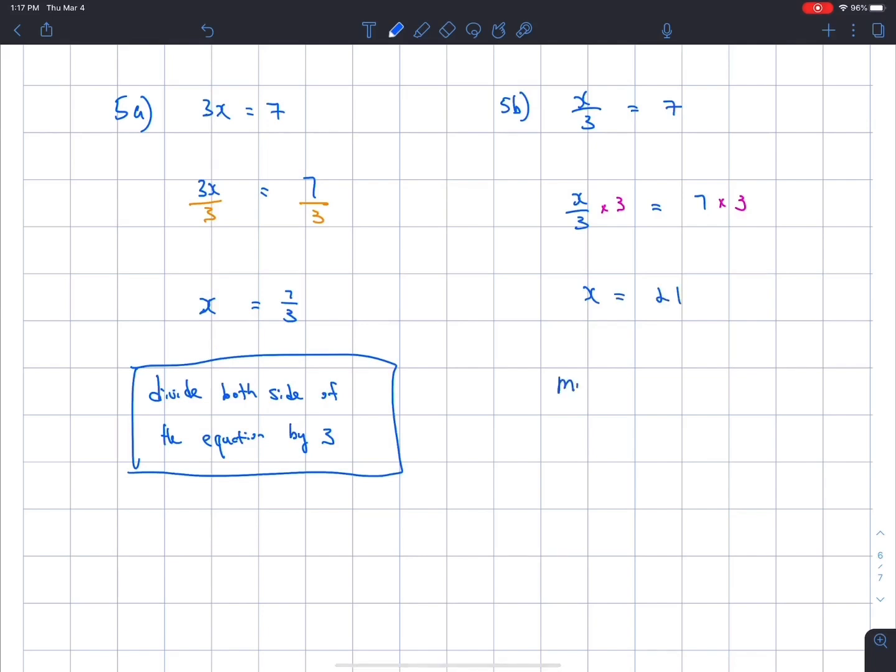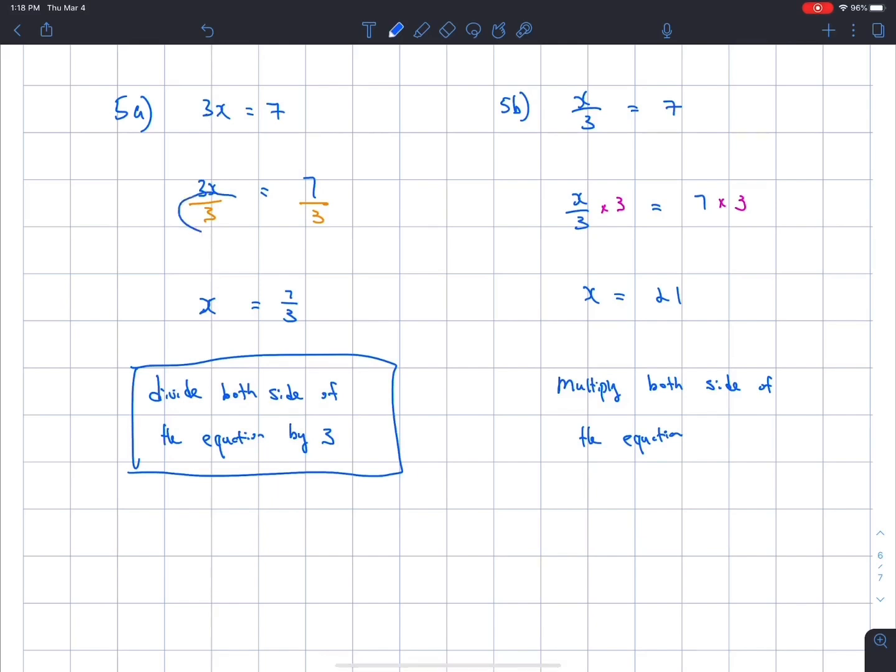So this time we want to multiply both sides of the equation by 3. So whatever you do on one side, you must do the same thing on the other side. When I'm multiplying the left-hand side by 3, I must do the same thing to the right-hand side. So this is how we do it without using the algebra tiles.